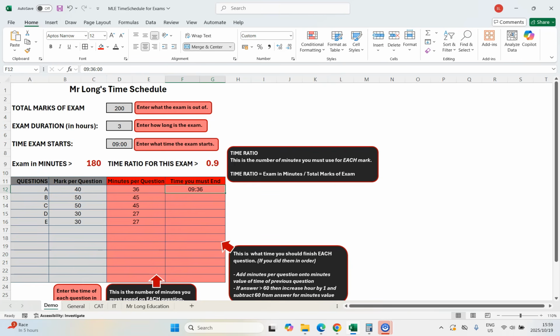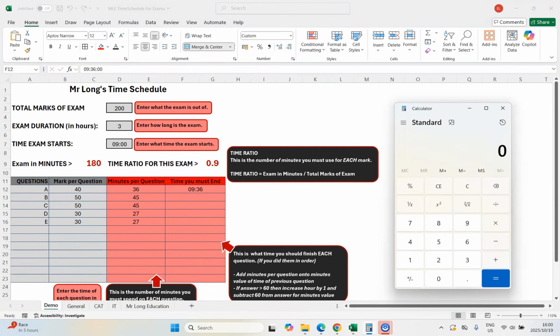Now, this is my little trick, and I wrote it over here. You add the minutes of the question onto the minutes of the time of the previous question. So, for example, I'm going to take that 36 and add how many minutes I need to do on top of that 36. I'm going to add 45. So I need 45 minutes on top of that 36. That's how many minutes into the exam I should do it.